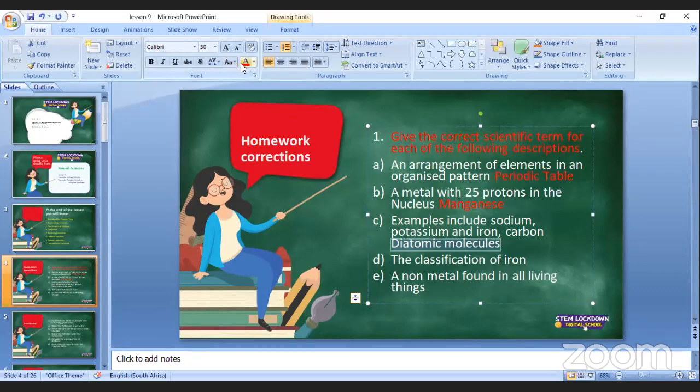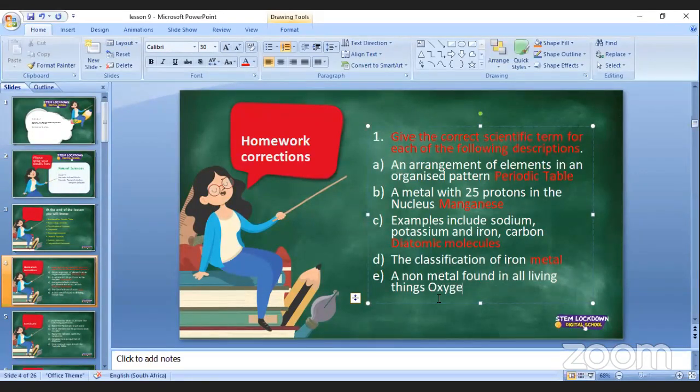The classification of iron. What is iron? So the classification of iron is a metal. Remember, when you're looking at your periodic table, you know that iron is a metal. So whenever iron reacts with oxygen, we are going to get iron oxide. A non-metal found in all living things. What is a non-metal that is found in all living things? The key word there is living things. So we're gonna say it's oxygen.